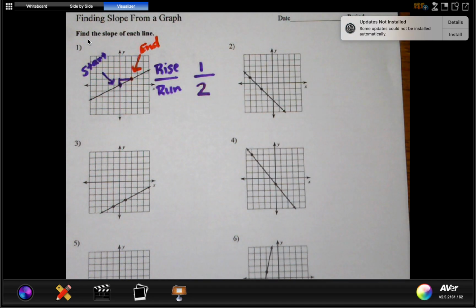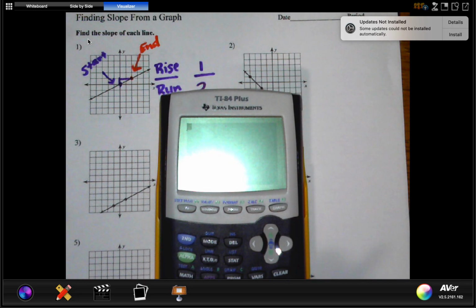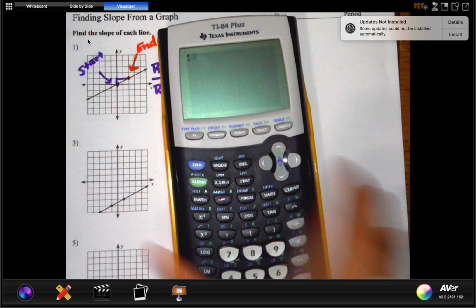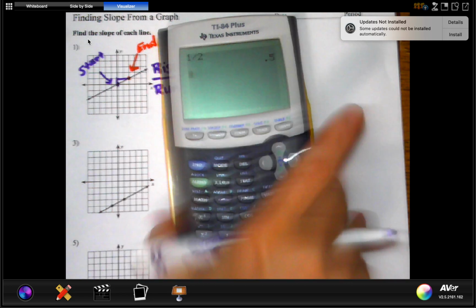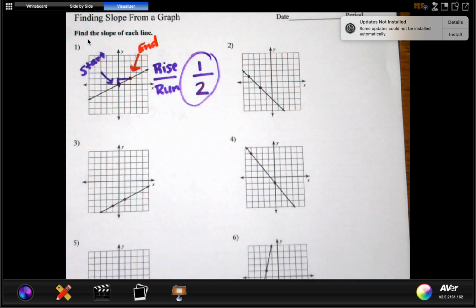I'll show you on here. You want to divide it. 1 divided by 2 gives you 0.5, so we're going to leave it the same. Okay, so let's try again. I'm going to move to number 2.